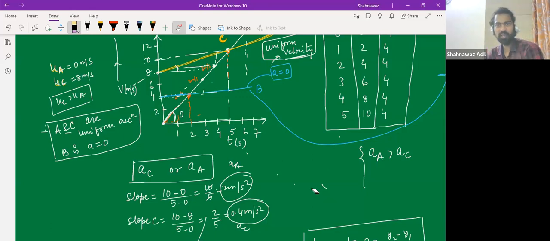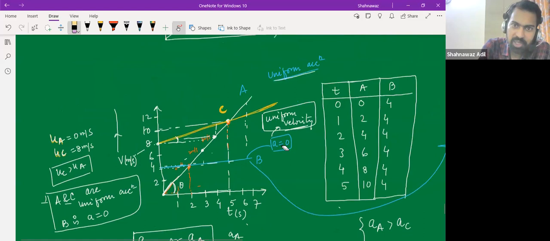Is that clear to you? Amna, Rishita and Akib, is this clear to you? So by looking at the slope, we can tell different kinds of things, right? So we can tell about the acceleration. Yes, Rishita and Amna, is this clear or should I explain it again? Yes, sir. Okay, so please note down this part.